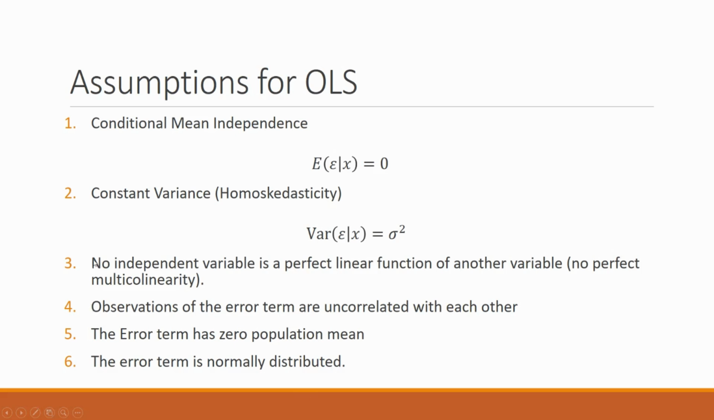Third, no independent variable is a perfect linear function of another variable, so there is no perfect multicollinearity. We've got a lot of big words here. We'll go more into that next lecture. Assumption 4 is that the observations of the error term are uncorrelated with each other. Assumption 5, the error term has a zero population mean. And 6, the error term is normally distributed. All right, so we'll take these in more detail as we go.